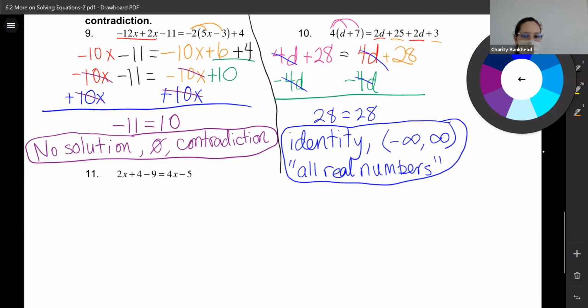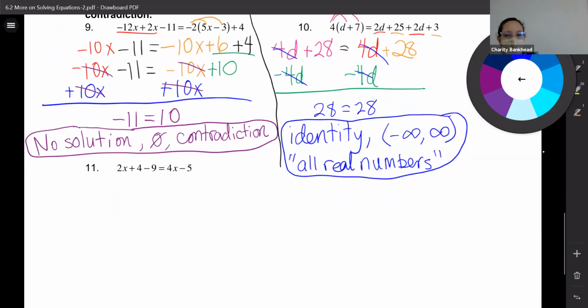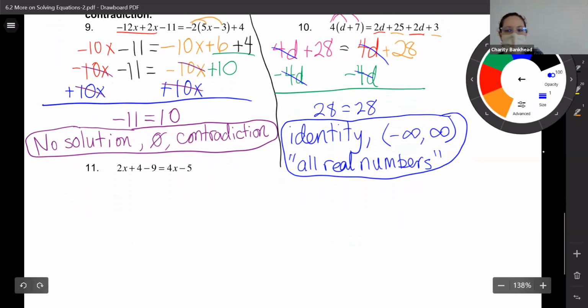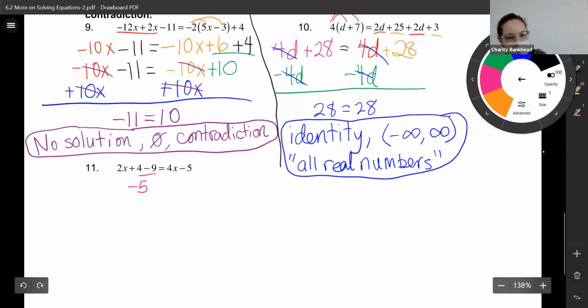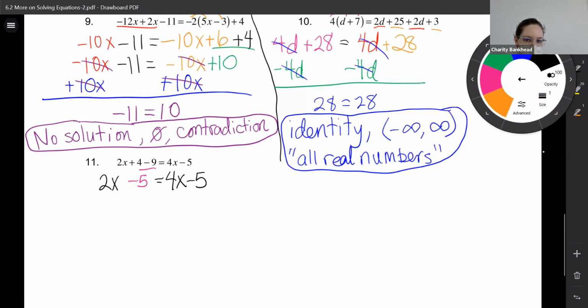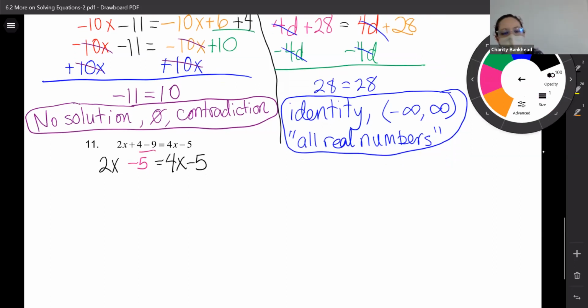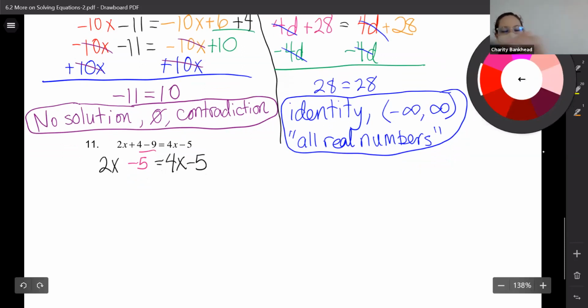Number 11, let's see, just want to simplify a bit by doing 4 minus 9 equals -5. And then I'm just going to bring the rest of it down. So I have 2x minus 5 equals 4x minus 5. And I see that I have x's on both sides. So I will subtract 4x from both sides.